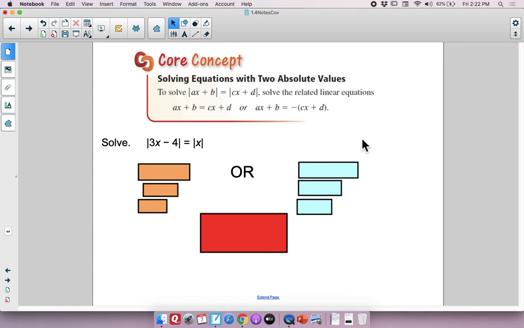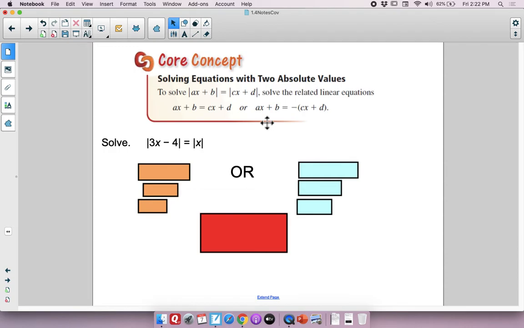Now we're going to get into situations where we have solving equations with two absolute values, so both sides have absolute values. Well, all you have to do for those is keep one side the same as what's in the absolute values, and then keep that left side the same and take the opposite of all of what's in the absolute value on the other side, which is why we have the parentheses here for the negative. And by the way, if you wanted to keep the cx plus d the same and take the opposite of the ax plus b, that would obviously work too.